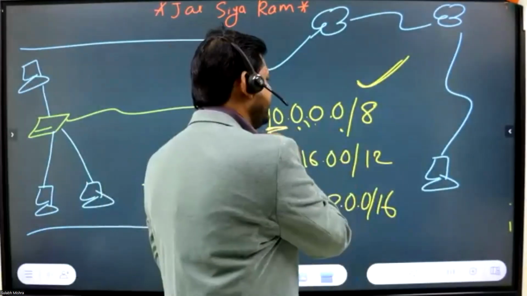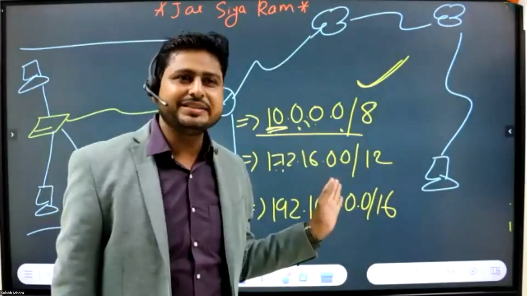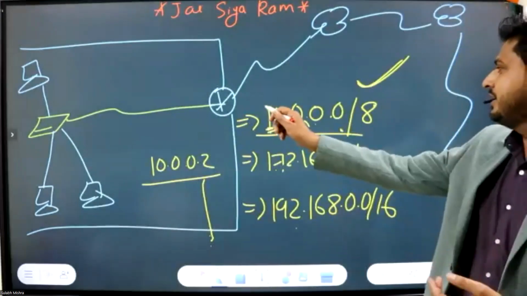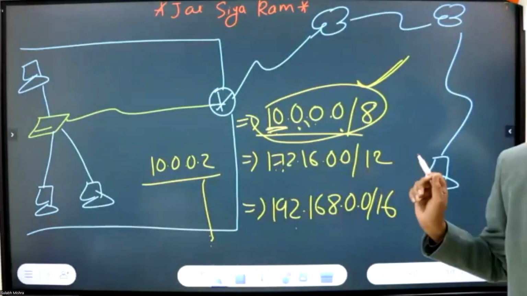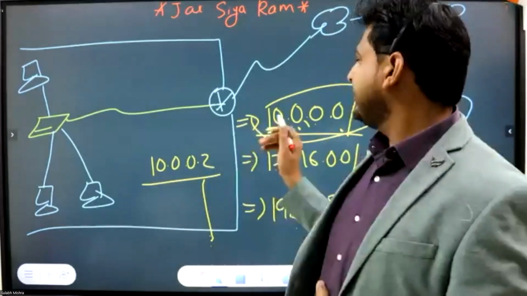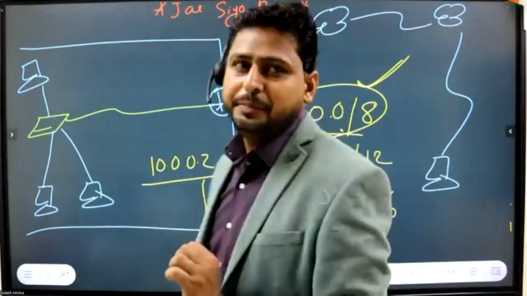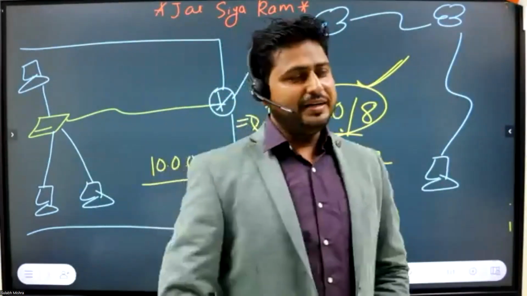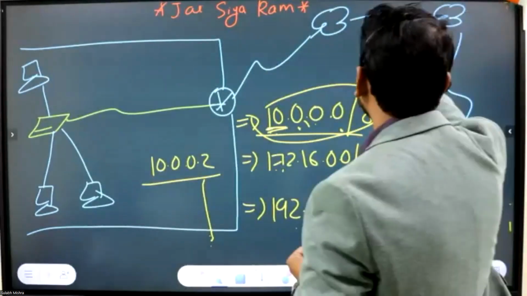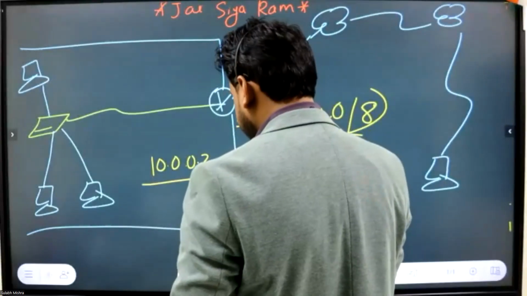Since IANA says that this set of IP addresses is free, whatever IP address you use within this range, those IP addresses are free for everyone. And these three sets of IP address subnets, we call as private IPs or internal IPs. That means IANA says that these three ranges of IPs we call as private IP address or internal IP address.